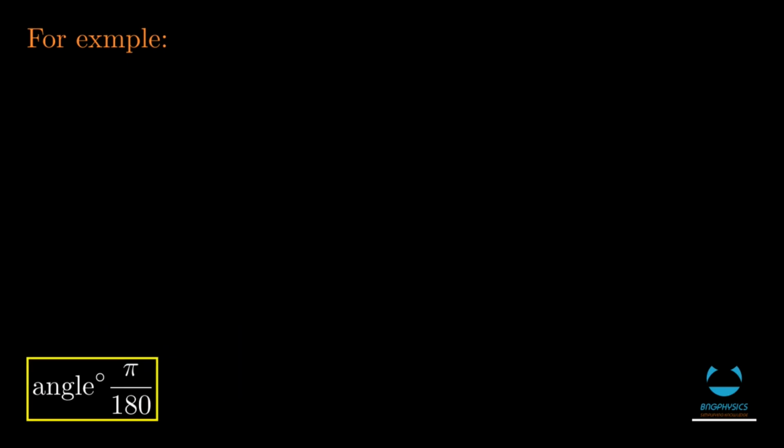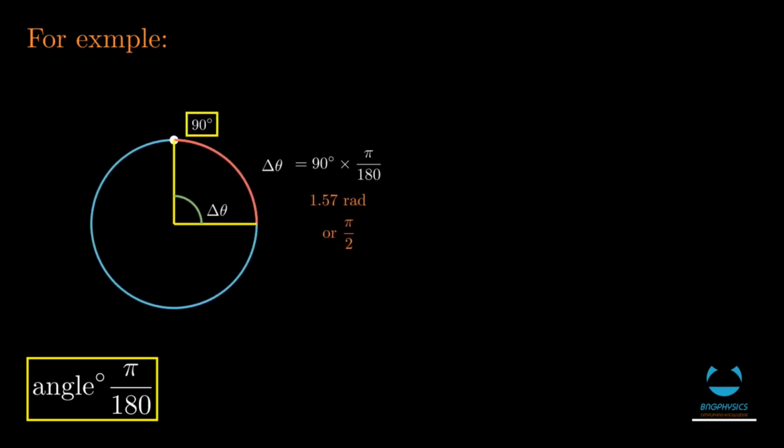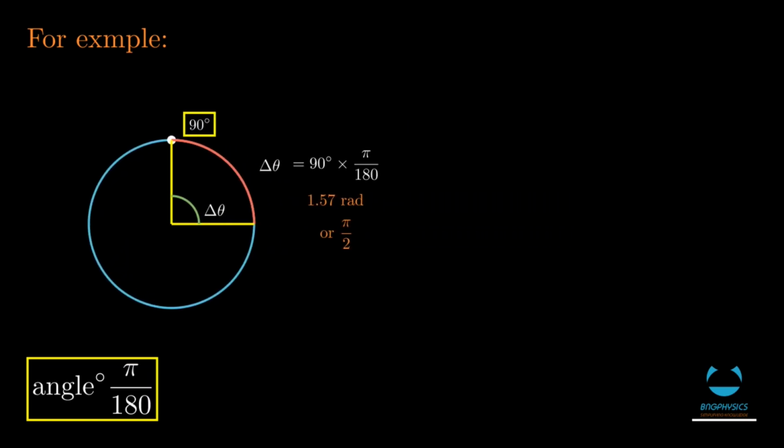Let's say that we have an example here. We have an object that moves in a circular path and stops at a specific angle. Let's say that this dot here moves along the circumference of this circle and stops at 90 degrees. To get delta theta here, we multiply 90 degrees by pi over 180. That will equal 1.57 radians or pi over 2. So in this example, we have the angle in degrees, and we convert it to radians to get delta theta.